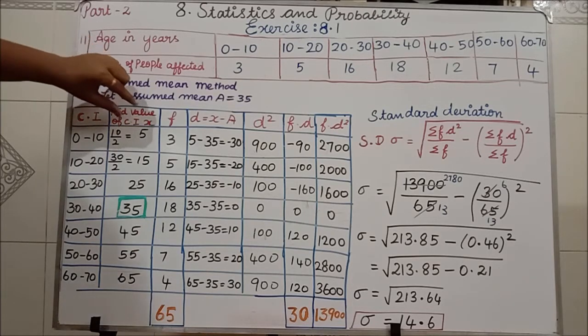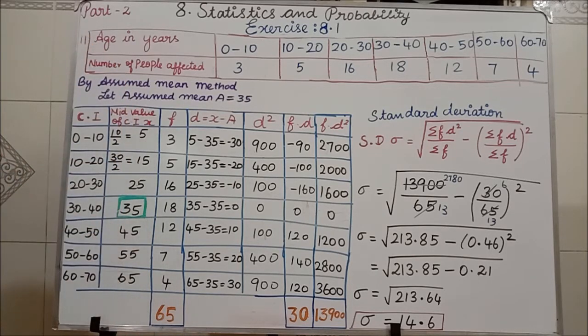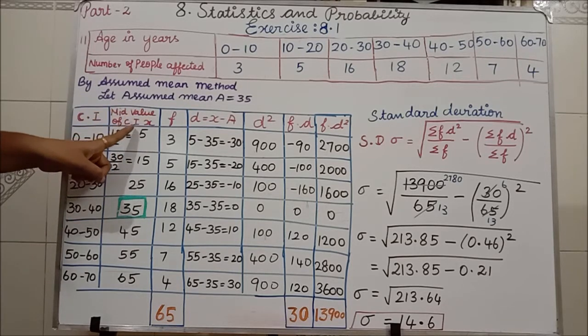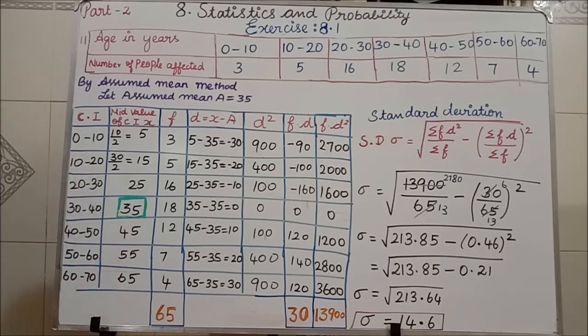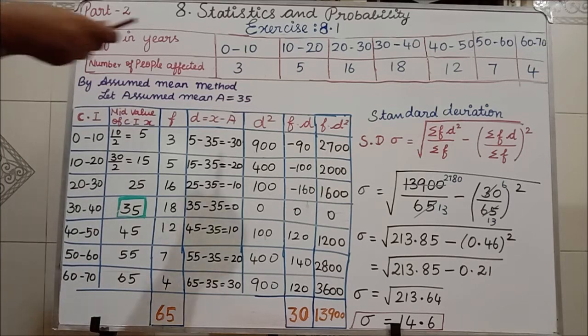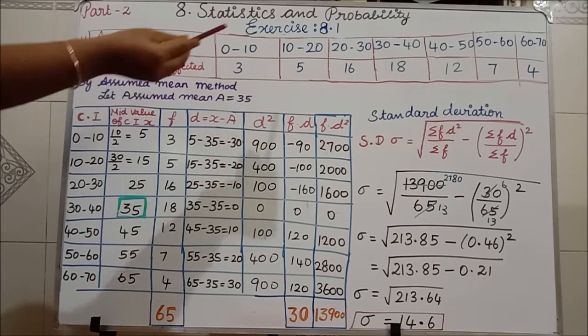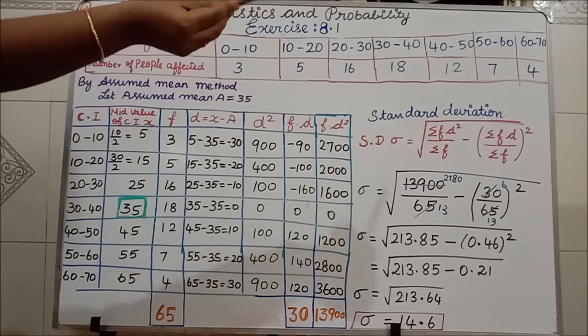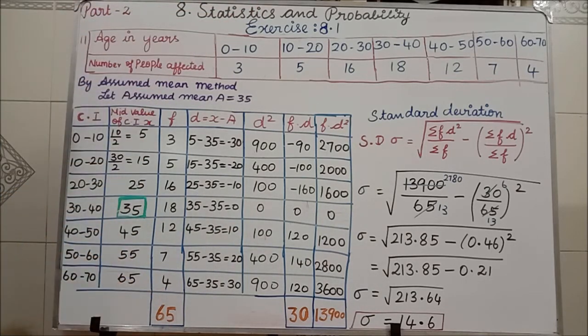Clear? Now this is our x. Using the class interval, the mid value of the class interval. C.I. means class interval. Using this class interval, we have now got the x data. Now the frequency they themselves have given in the question: 3, 5, 16, 18, 12, 7, 4 are the frequency.